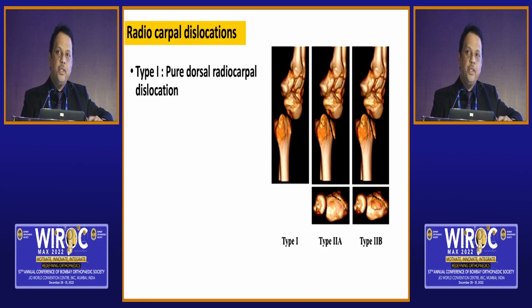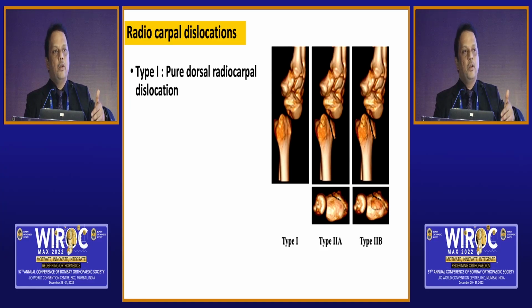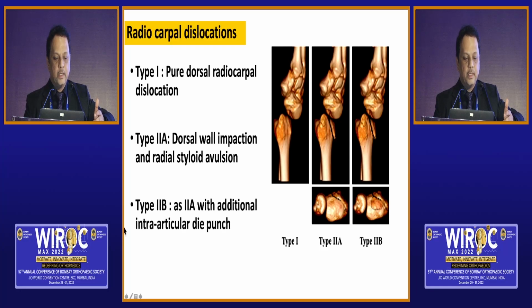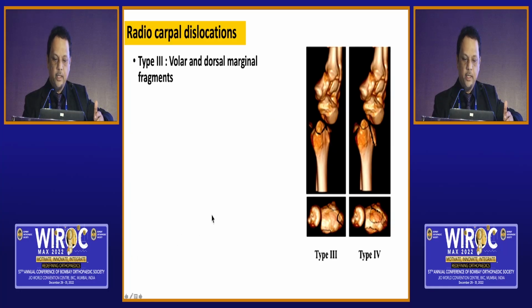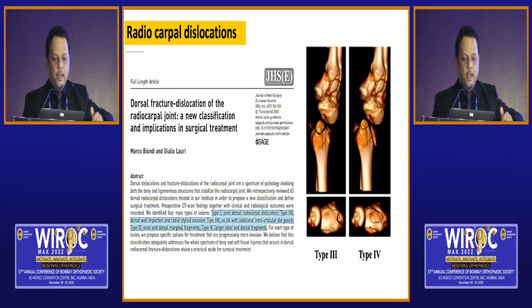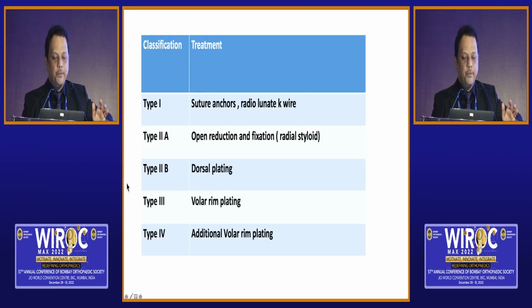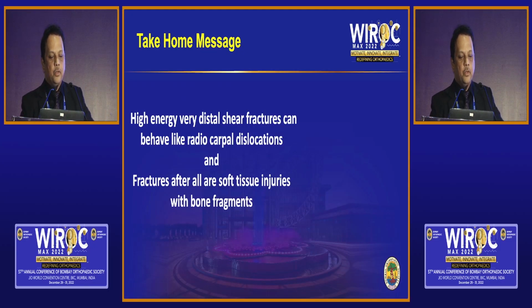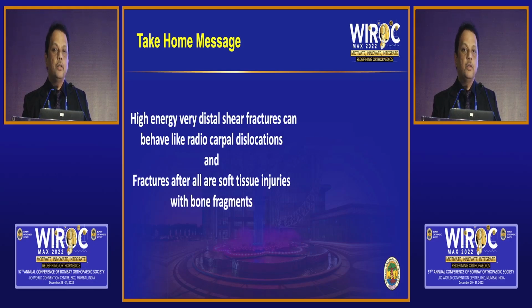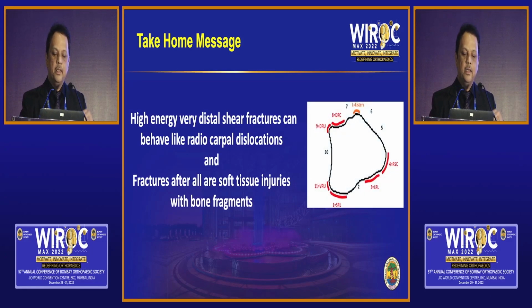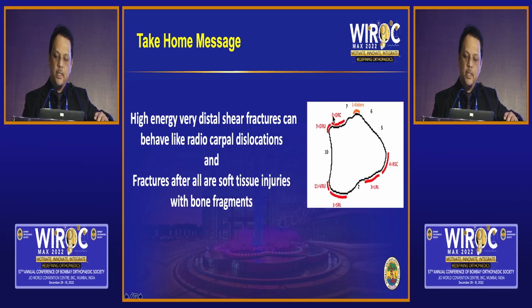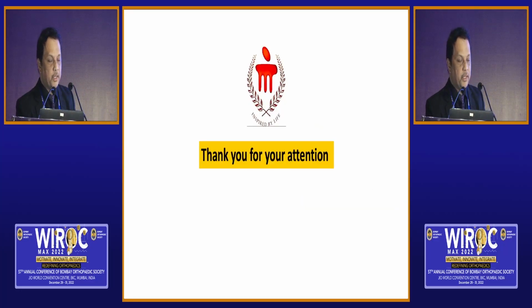So these are very distal fractures and they're almost like dislocations. This 2B is the radiocarpal dislocation here. Just one more minute. There is an algorithm, but probably ours fell into this 2B where the dorsal plating was required. So very high energy distal shear fractures also behave like radiocarpal dislocations for all practical purposes. And fractures are always basically soft tissue injuries with bony fragments. If you remember this particular photo and see the ligaments, that's very, very important when you're treating these shear fractures, distal fractures. Thank you so much.